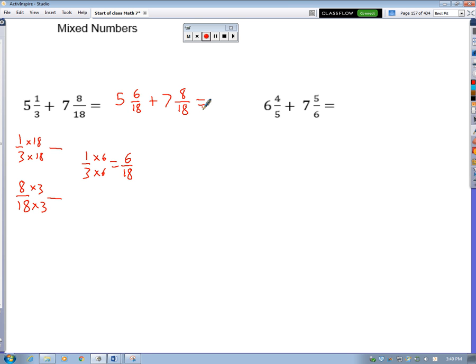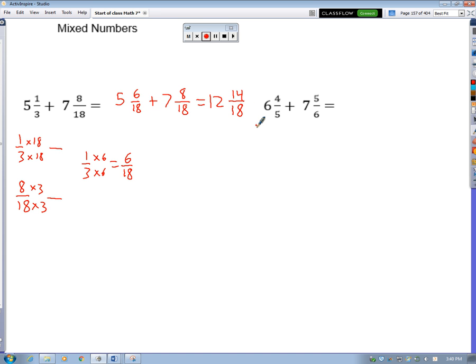Right? Add them together. Add your whole numbers together. 5 and 7, 12. And now let's add our numerators. 6 and 8, 14. Let's add these ones. Remember, we do not add denominators. We're just going to leave that in 18.